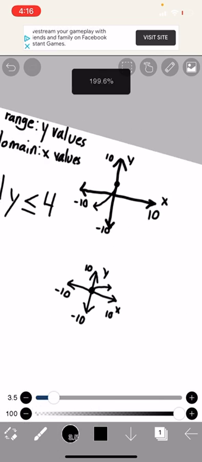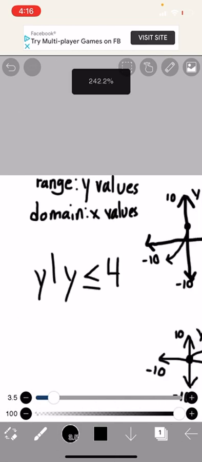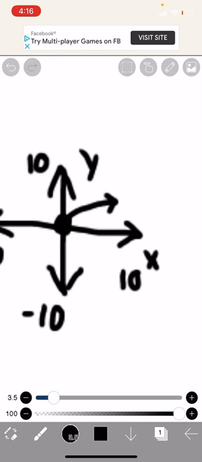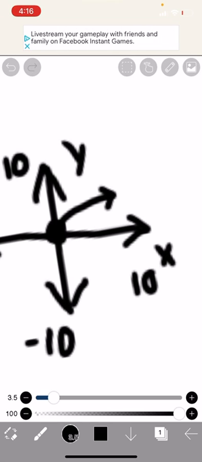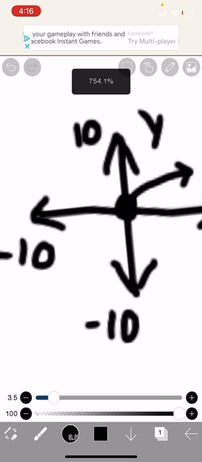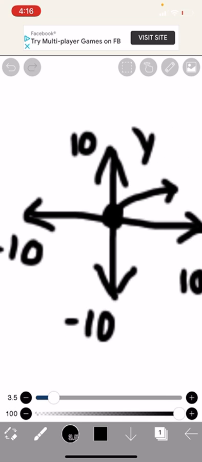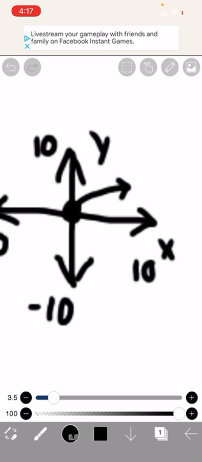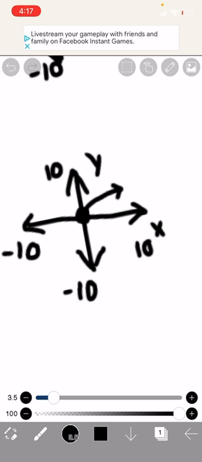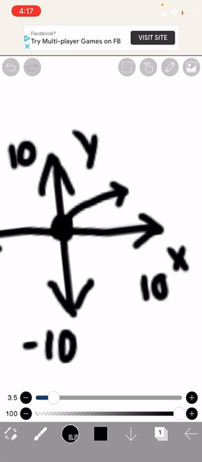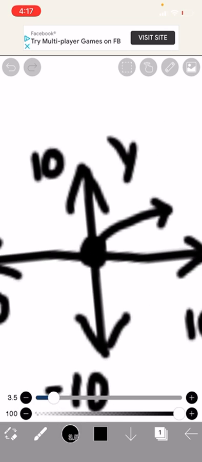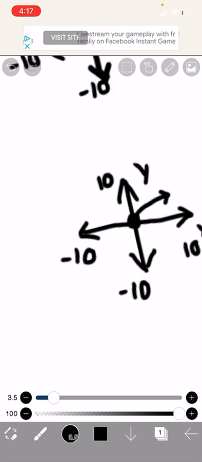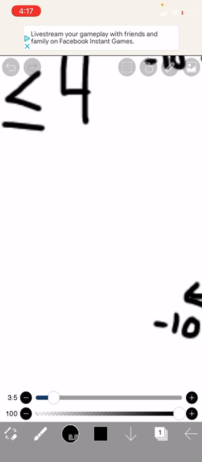So we want to find the domain here. So let's look. We got domain is x values. So let's take a look at our x-axis right here. So let's see. X is going to be horizontally and y is going to be vertically. So we look horizontally. Negative 10 is our least amount of value, and 10 is our greatest on the x-axis. Let's see what our starting point is. Our starting point here is going to be 0. So let's go ahead and write 0.